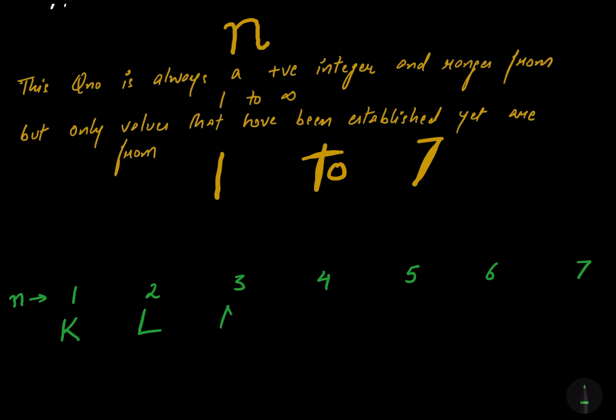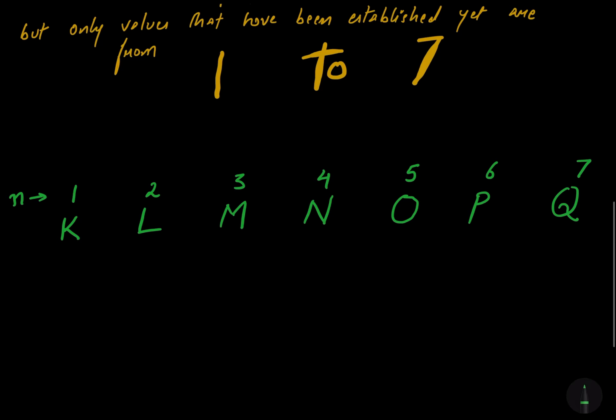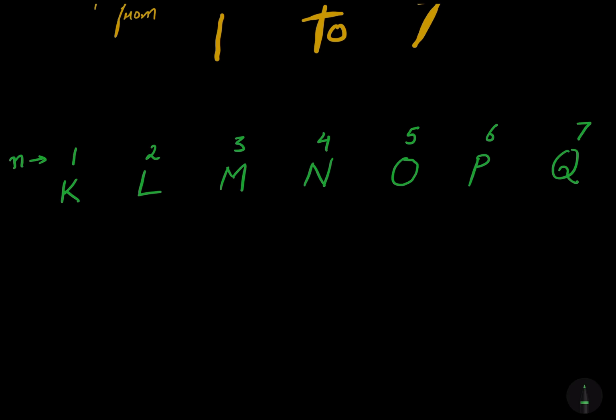Now, that's all for the principal quantum number. So the principal quantum number tells about the main energy shell in which the electron is present. Now, let's talk about the azimuthal quantum number.